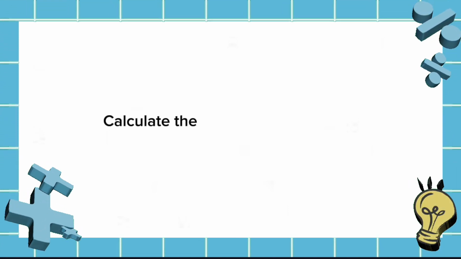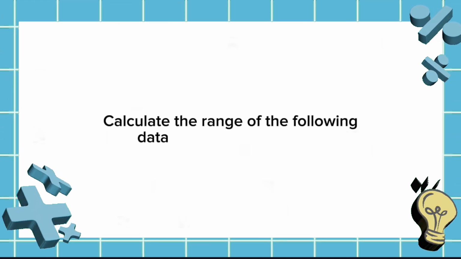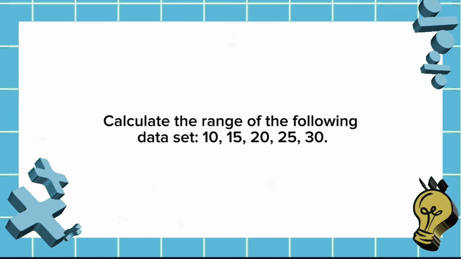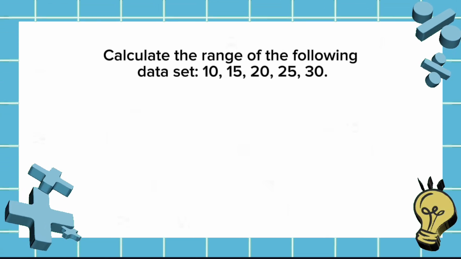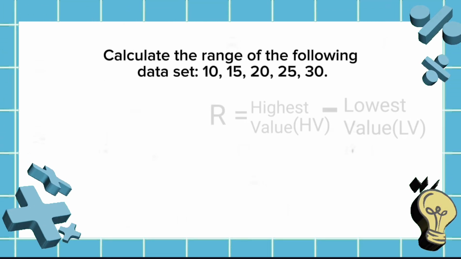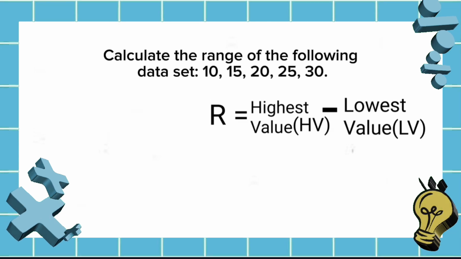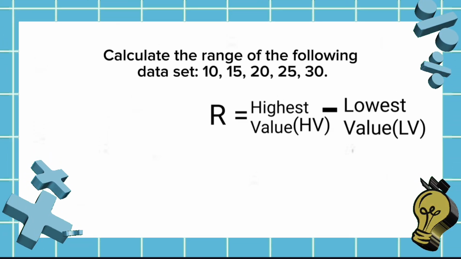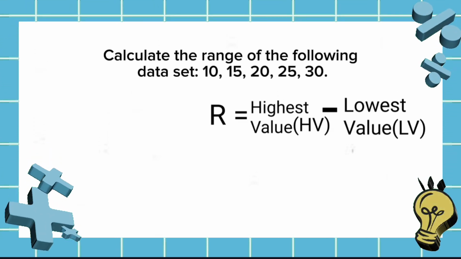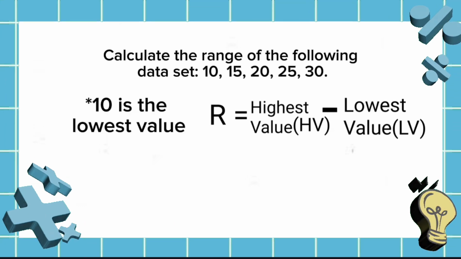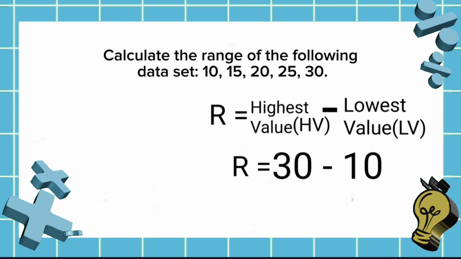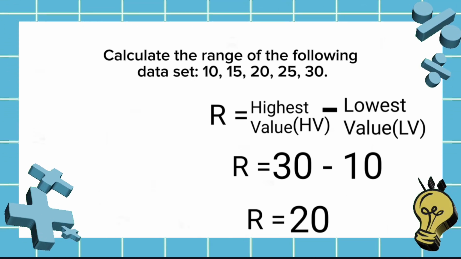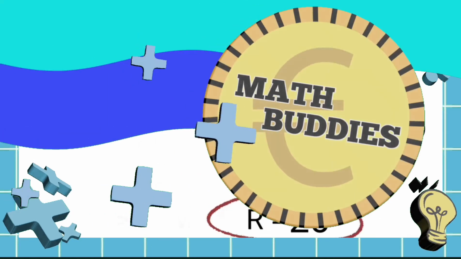Here is an example. Calculate the range of the following dataset: 10, 15, 20, 25, and 30. In this sample problem, we must use the formula: range equals highest value minus the lowest value. As we can see, 30 is the highest value and 10 is the lowest value. All we have to do is subtract both values. 30 minus 10 equals 20, which is the range of the sample problem.